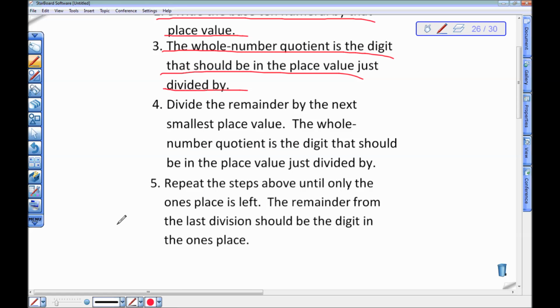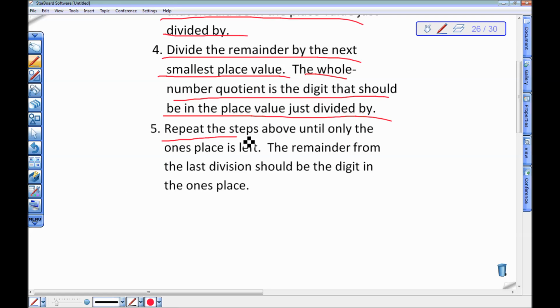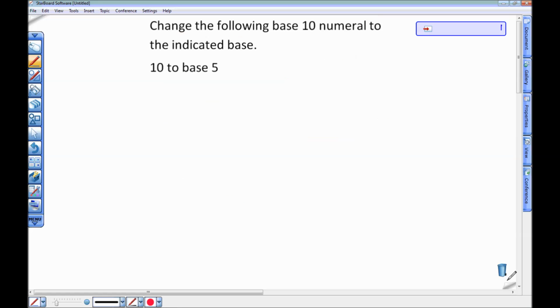Then take your remainder and divide it by the next smallest place value. The whole number quotient is the digit that should be in the place value you just divided by. Dividing by one of these place values gives me what I should have there. Then I repeat the steps until only the ones place is left. The remainder from the last division should be the digit in the ones place. I don't need to divide by the ones place because dividing by 1 will just give me the number, and I should be done. So let's do a couple examples of this.